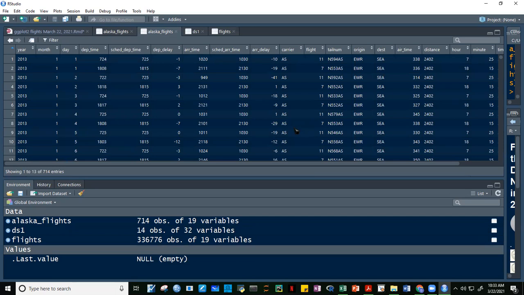So the Alaska flights is just a subset of your flights data set. These are all the carriers, and if you look, they are all AS. Because we said we would filter the flights dataset and include only the Alaska Airlines, AS. So you have 714 rows of observations, and still the same 19 columns. So we were able to subset, to filter the flights dataset and come up with another object called Alaska flights. Okay?